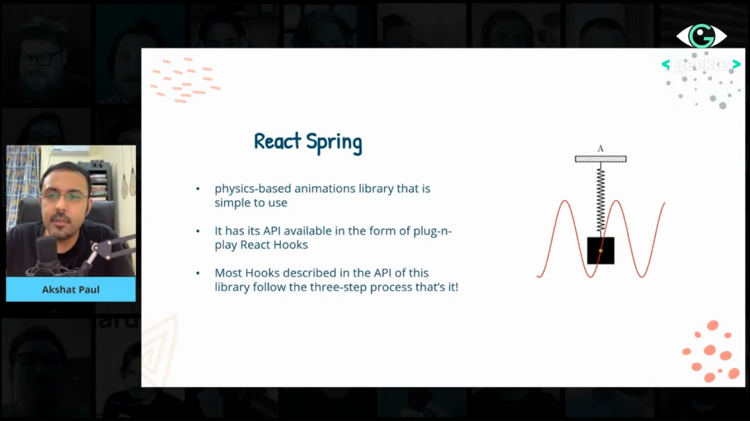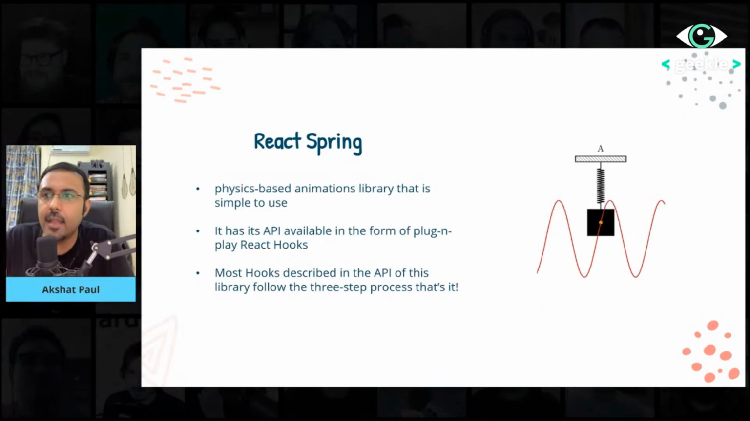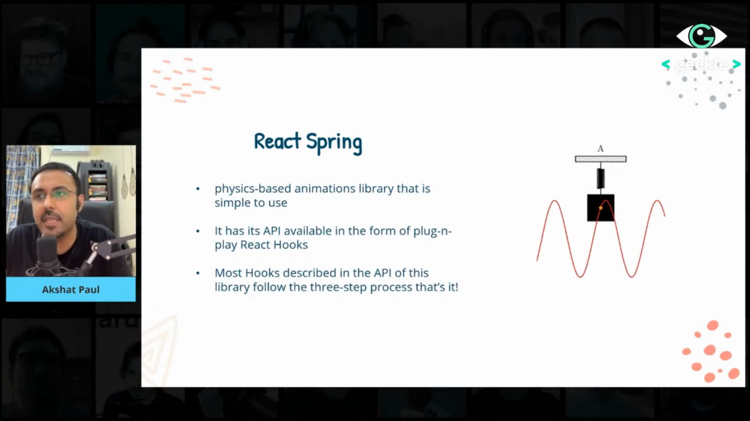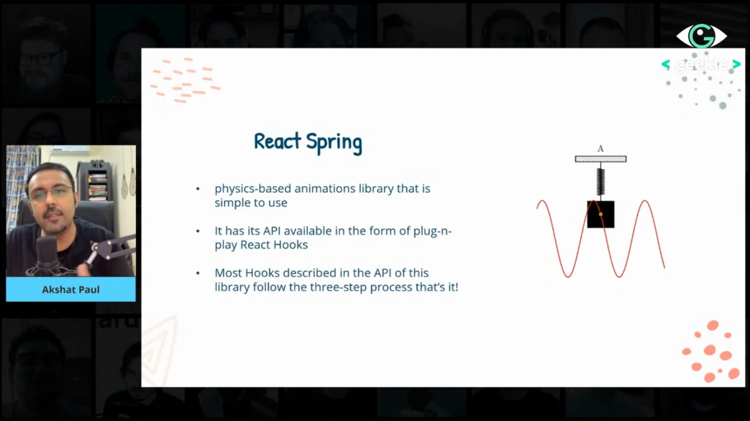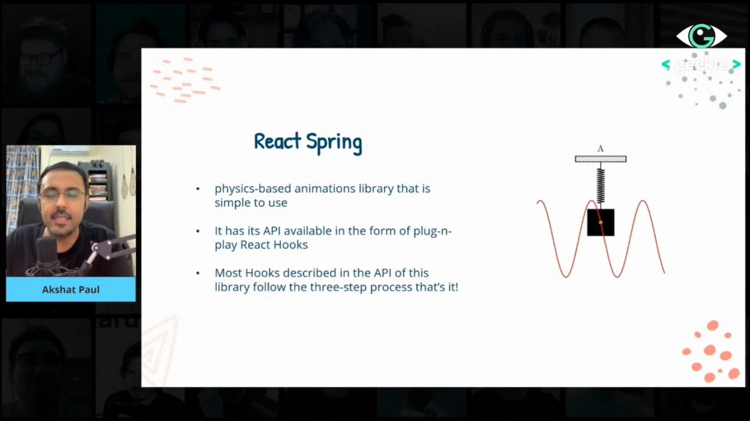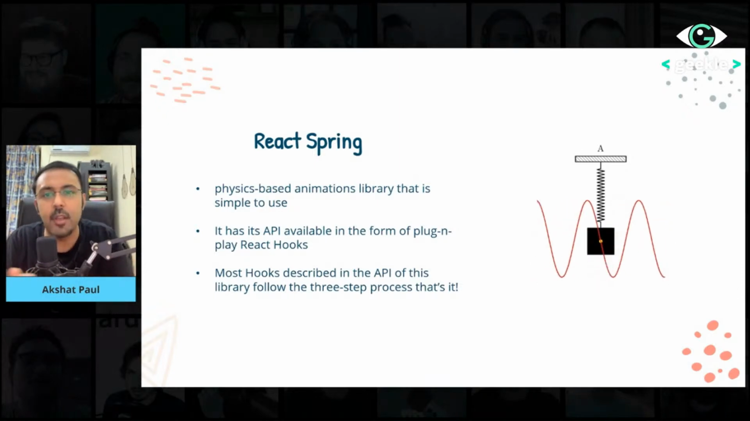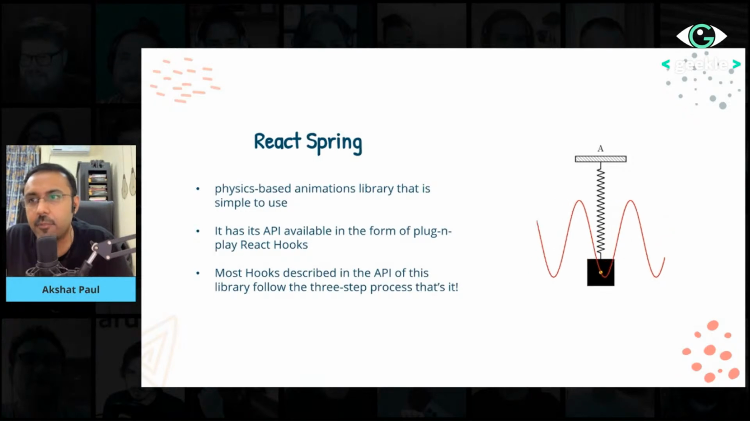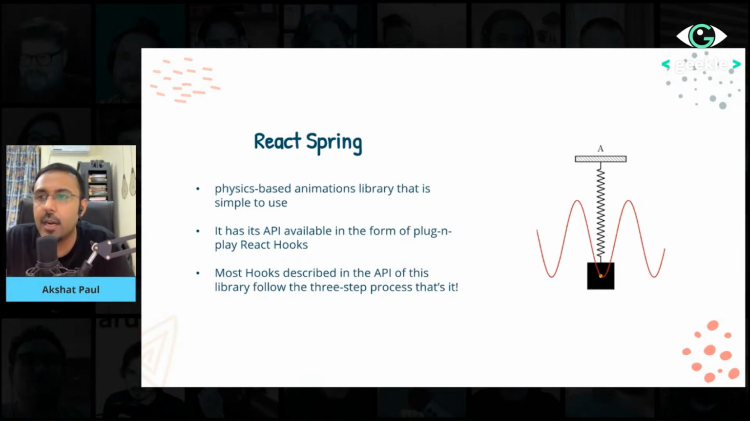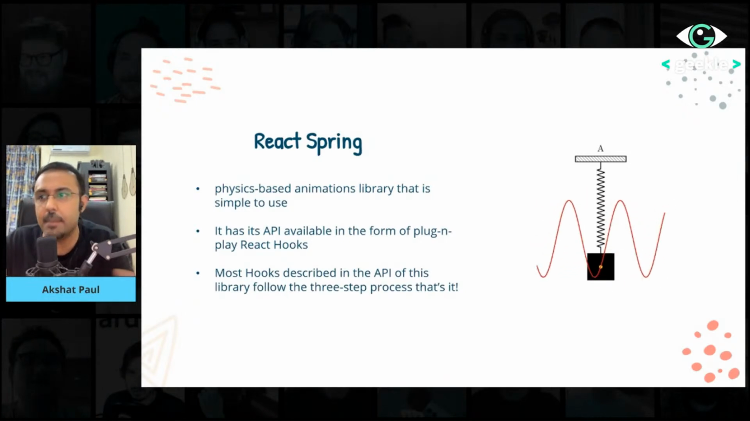Another very powerful library is React Spring, because it's a physics-based animation library, and a lot of the time we do require some physics-based animations to be part of our micro interaction. One example is if you are showing a download button, and if the user moves the device, we can show the download wave animation also moving along with it, and it gives a more realistic feel to the application. It has APIs available in the form of plug and play React hooks, and most of these hooks can be implemented very easily in a 3-step process.